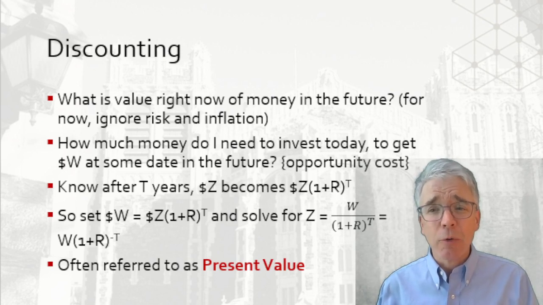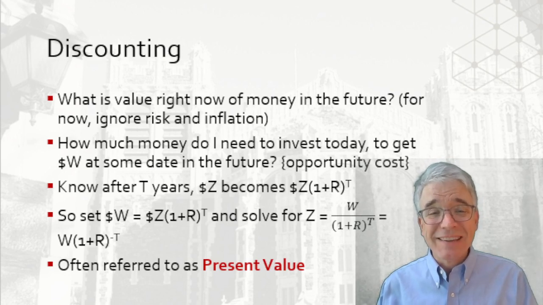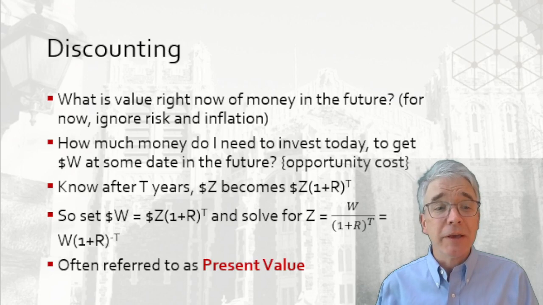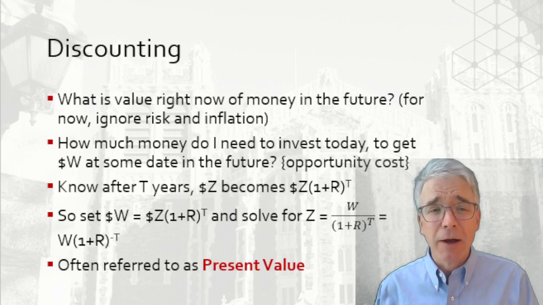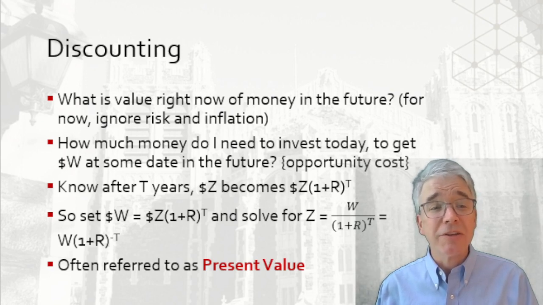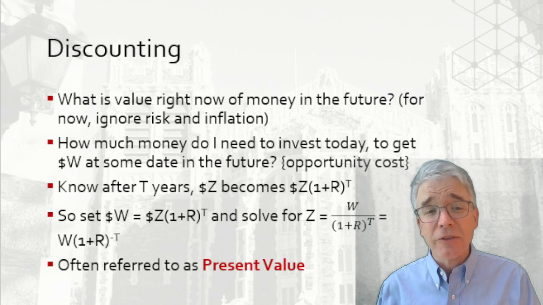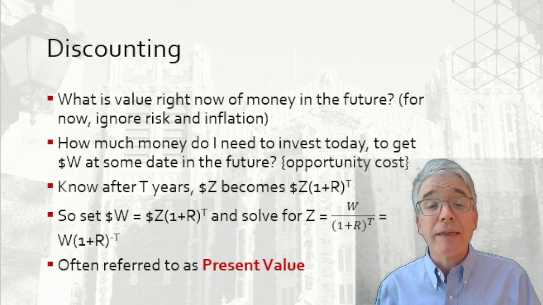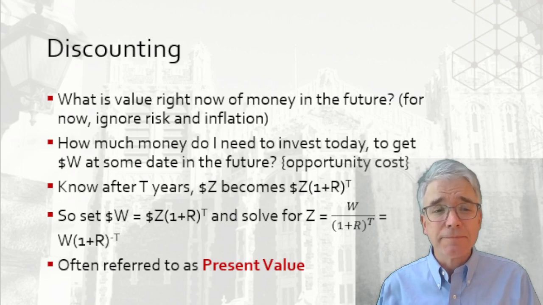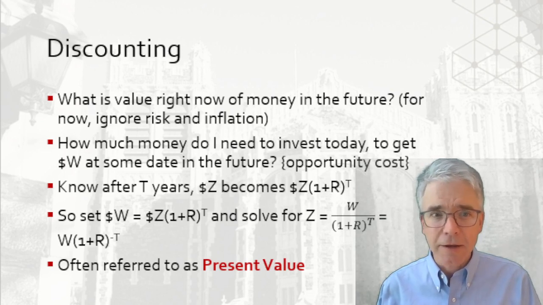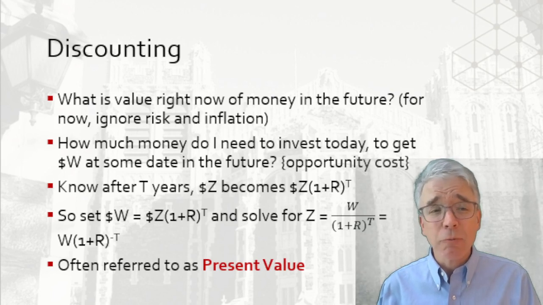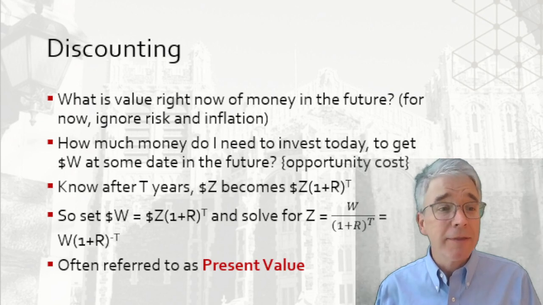To put that equation into more mathy terms, after t years, z dollars initially becomes z times (1 plus r) to the t power. How do you find the present value? W equals z times (1 plus r) to the t power. Solve for z. Z is w divided by (1 plus r) to the t. Rewrite that: w times (1 plus r) to the minus t. Again, review a little bit about how exponents work. But this is called the present value, and it comes up again and again and again in finance applications, because a lot of what Wall Street is doing is just saying, okay, somebody gets some money in the future, how much is that worth right now? That's discounting.